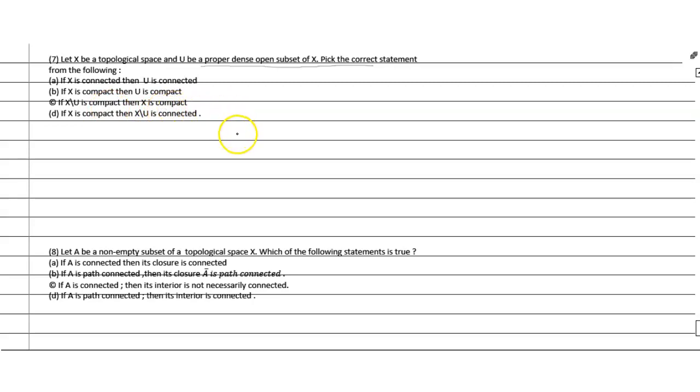So what is the meaning of connected? Connected means bounded. Bounded plus closed equals compact. What is the meaning of compact? And let U be a proper dense open subset of X. Compact, it is the remembering point.